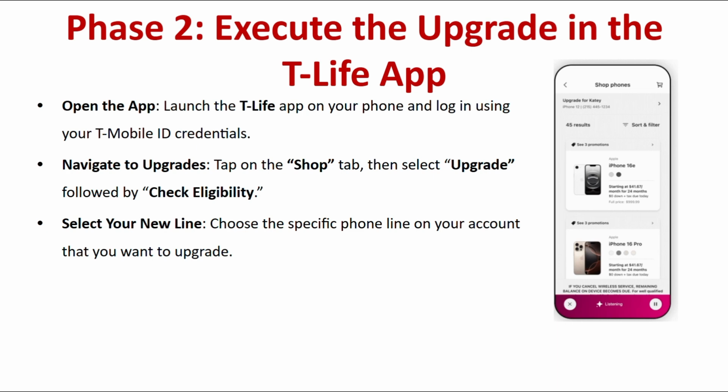Phase 2. Execute the upgrade in the T-Life app. Launch the T-Life app on your phone and log in using your T-Mobile ID credentials. Then tap on the Shop tab and select Upgrade, followed by Check Eligibility. Choose the specific phone line on your account that you want to upgrade.